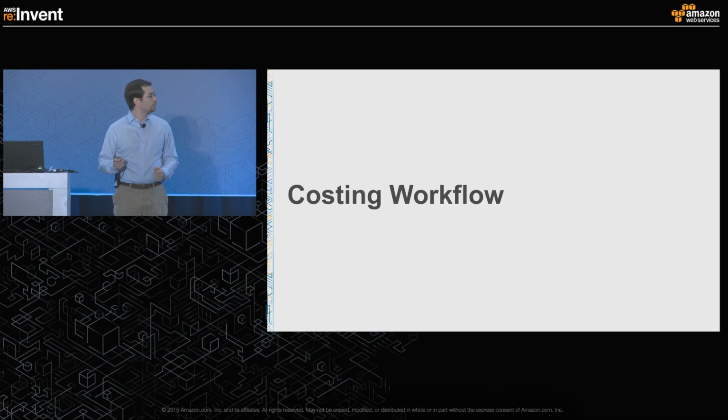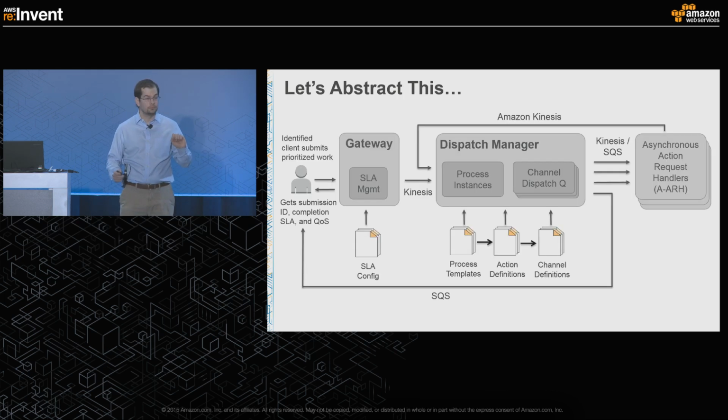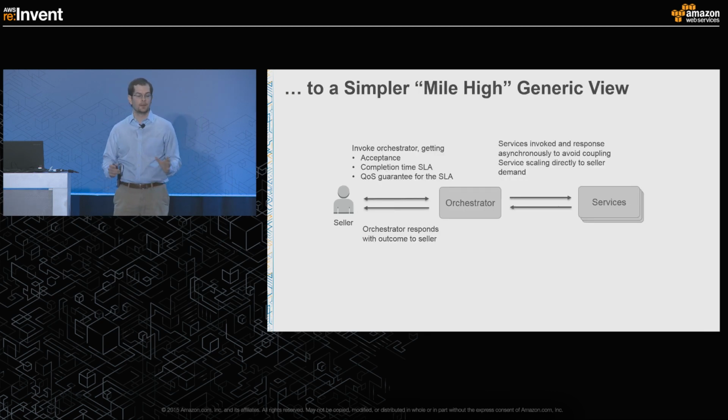If we move on to our target architecture, and simplify it a little bit, we end up with an interaction whereby we have the seller, and the seller needs to be able to submit to the orchestrator and get a guarantee of when this is going to complete. The orchestrator then needs to make sure that it executes work whilst preserving ordering and priority, sorry, over a series of services.